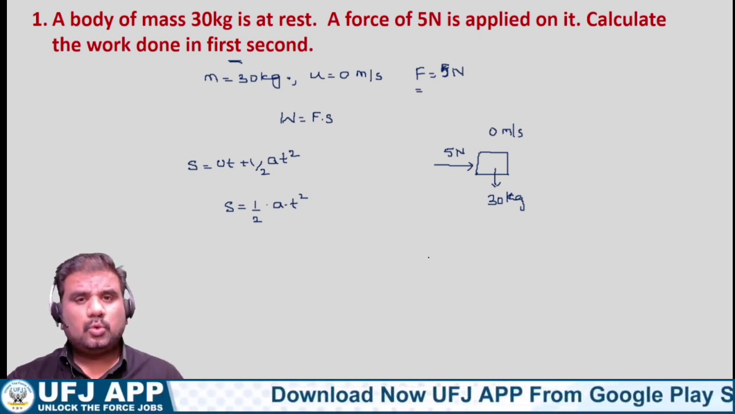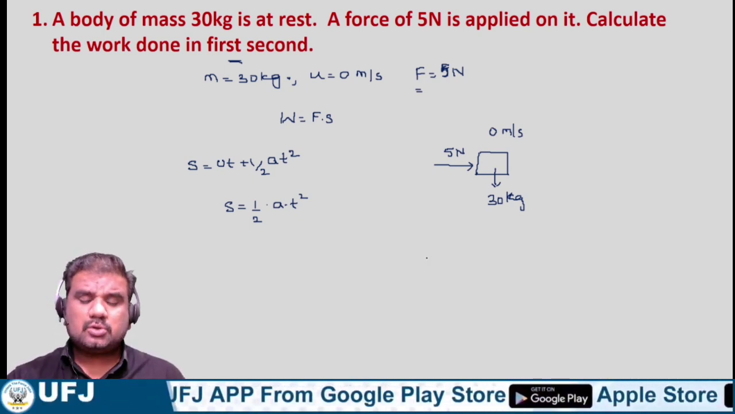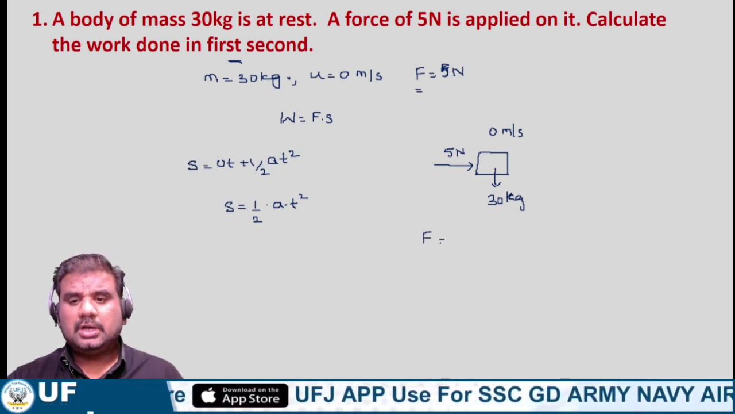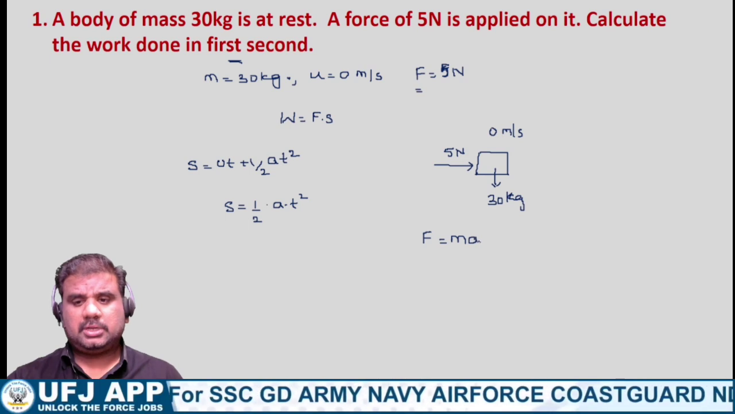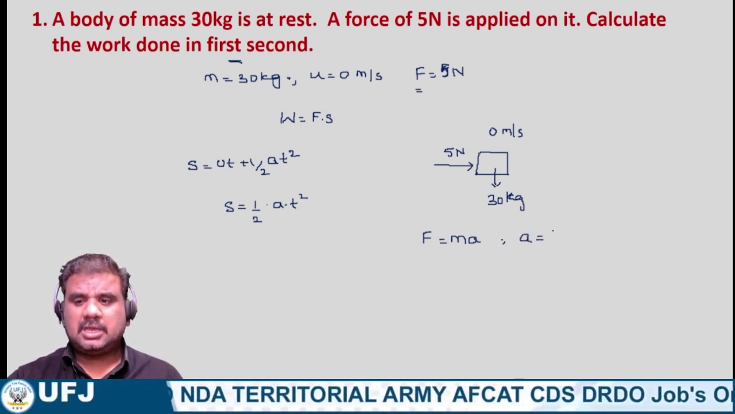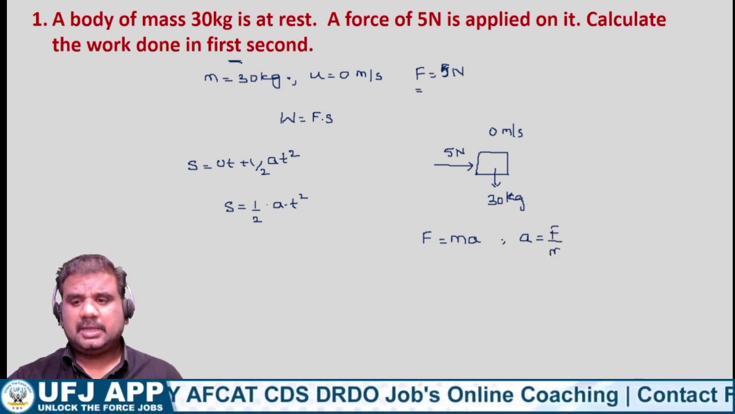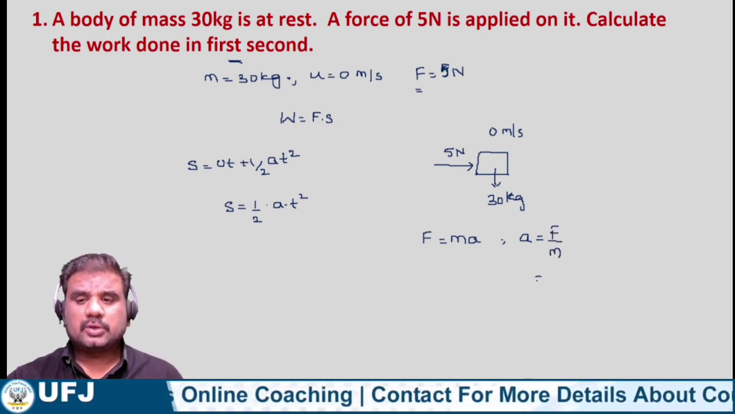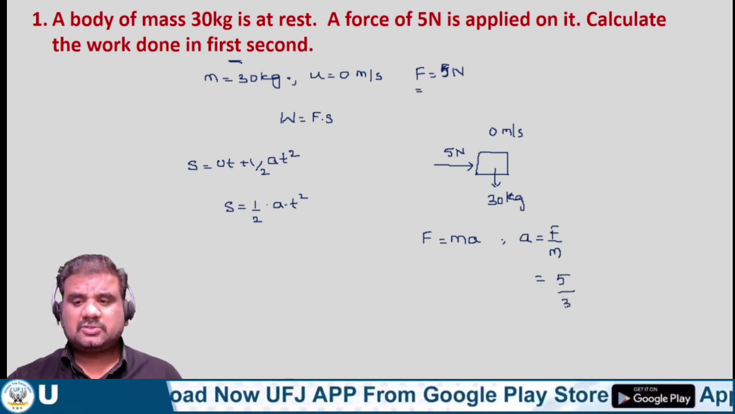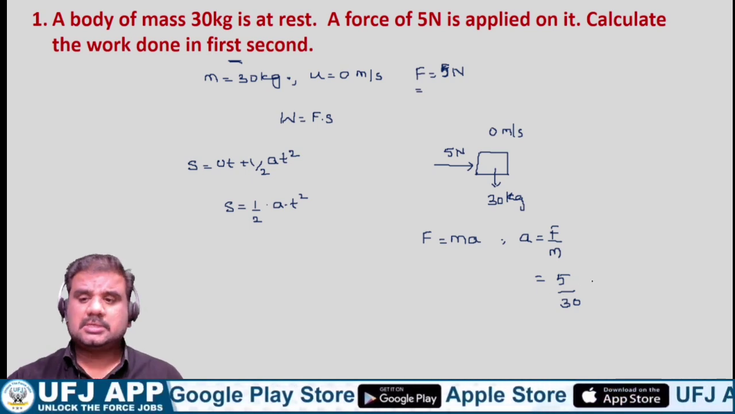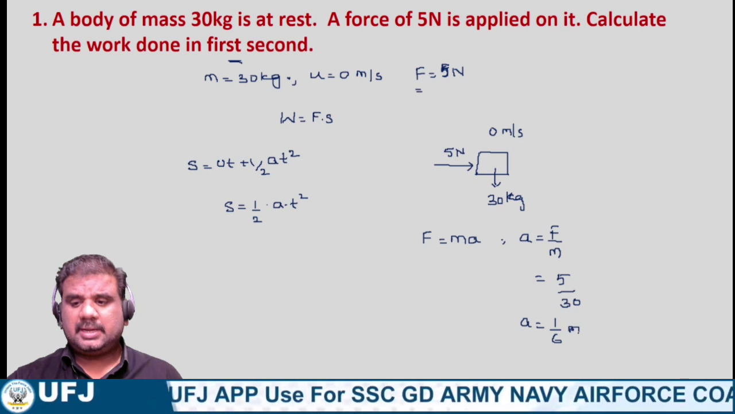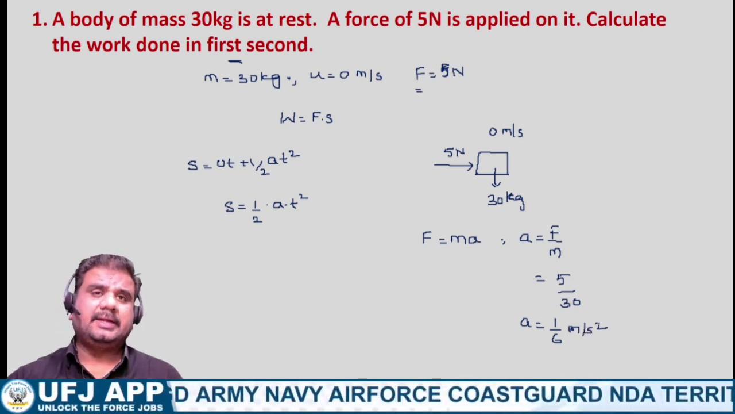So at the same time we don't know the value of A. So we need to calculate the value of A first. So A value ఎలా calculate చేస్తామో, F equal to M into A అని అంటాం. లేదా from this particular thing A equal to F by M. So, force is nothing but 5 newtons. At the same time, what is the mass of the object? 30 kgs. So, A value equal to 1 by 6 meter per second square.